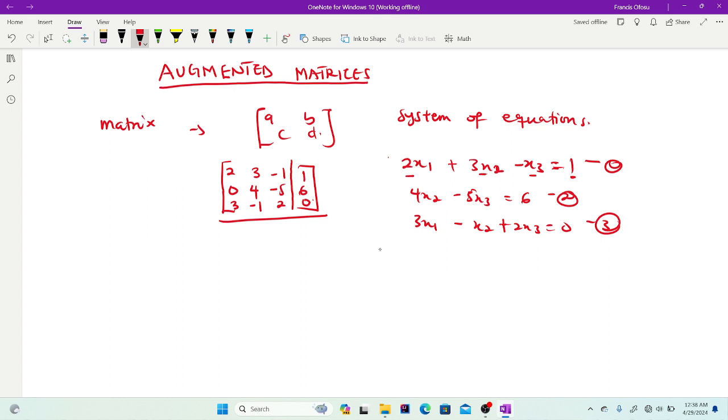Now let's take a nice problem to solve. Under augmented matrices, we have what we call row operations. We can perform some row operations in order to solve these systems of equations. So let's see.